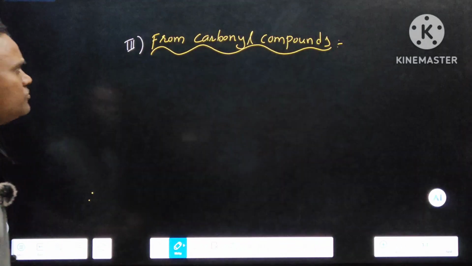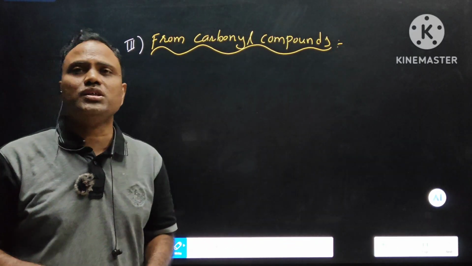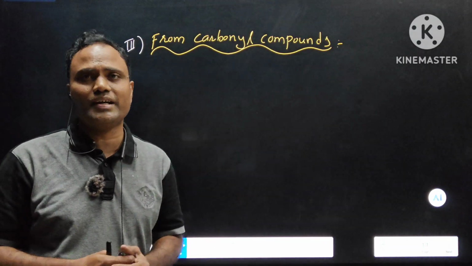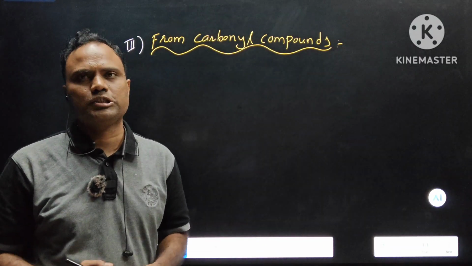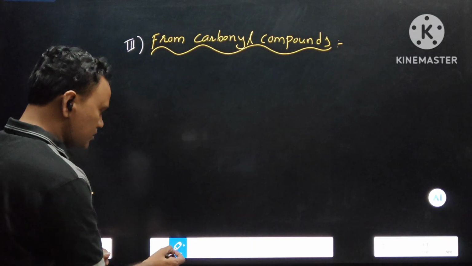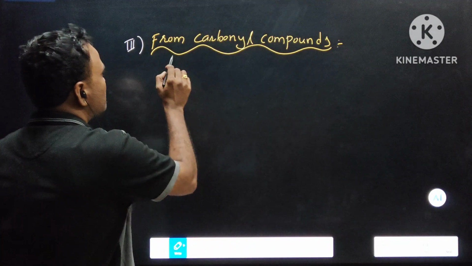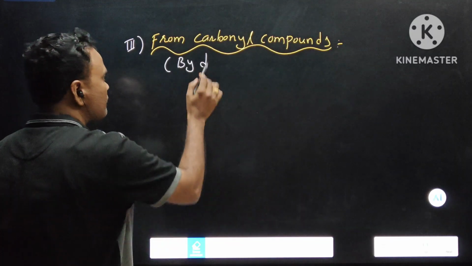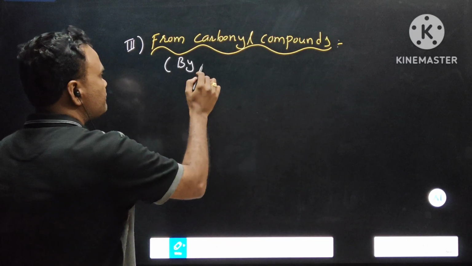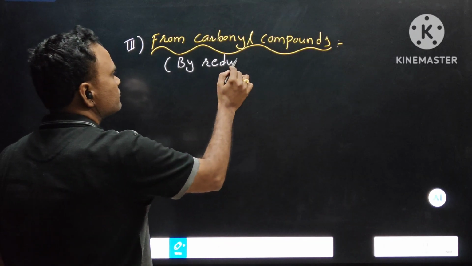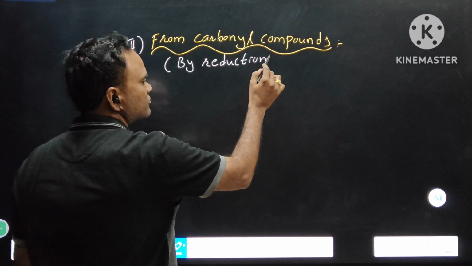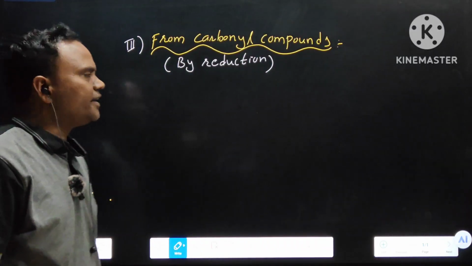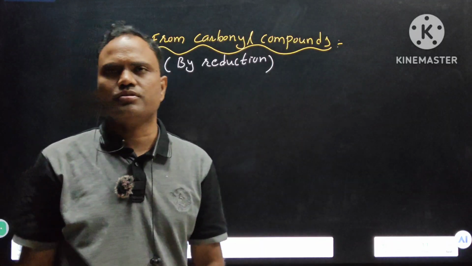See, by doing reduction of carbonyl compounds, we will get alcohols. Clear? Now I am giving reducing agents. Within the bracket you can write: by reduction. So to carry out reduction we need some reducing agents.